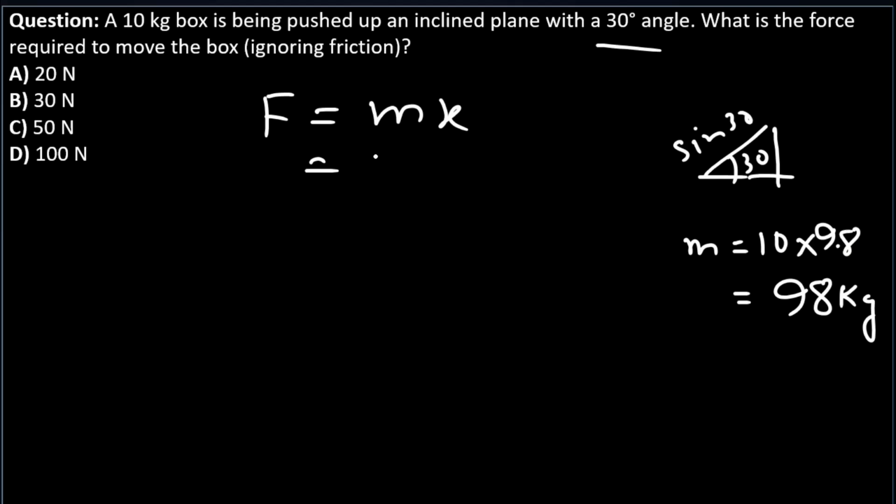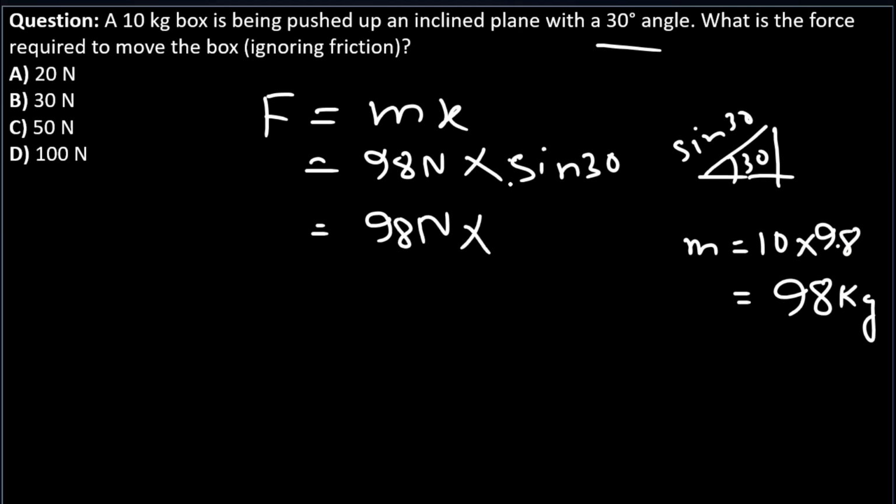So here, 98 Newton times sine 30. The sine 30 value will be 0.5, and here we will get 49 Newton. So it's near about 50, so the answer will be 50 Newton.